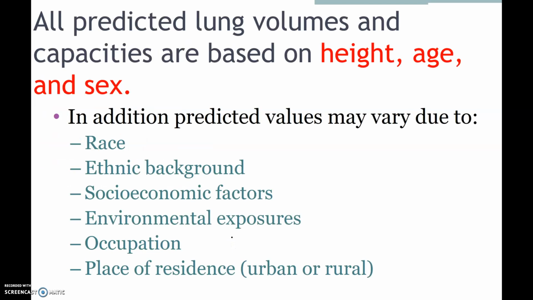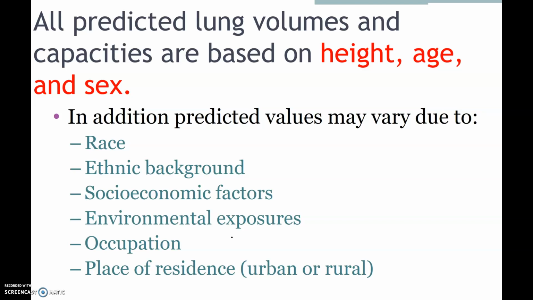All right, moving on with Unit 6. All lung volumes and capacities are based on 3 main things. So the 3 that you'll want to remember are age, height, and sex. So how tall they are, how old they are, and if they're male or female. So those are kind of the 3 things that we log into the computer. And then based on those values, the computer gives us predicted values for that particular patient.